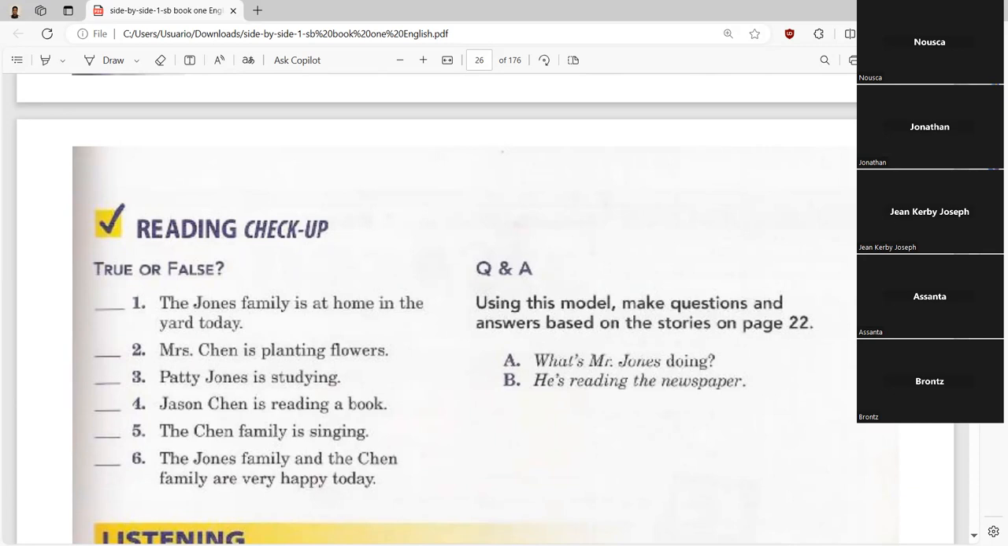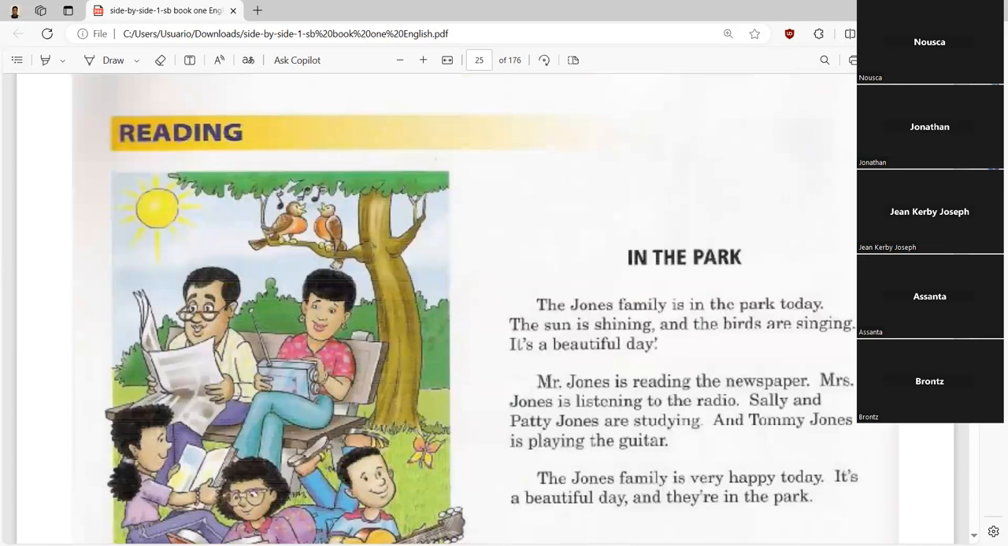True. The Jones family? Whose family is that? It's the Chen family. Okay. The Janet family is in the park today.